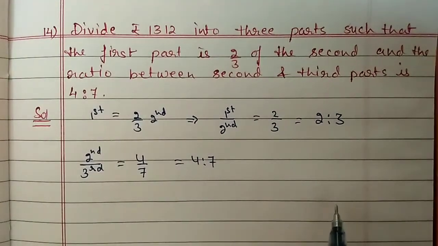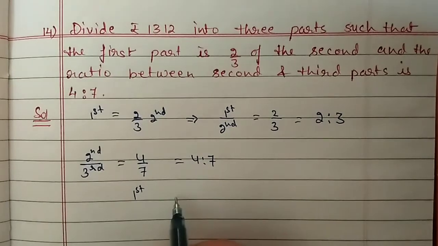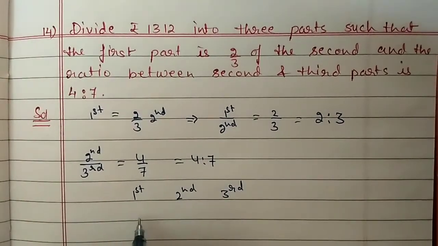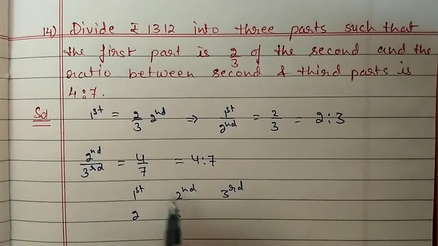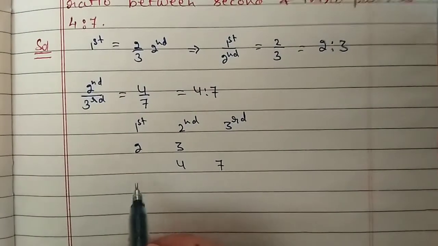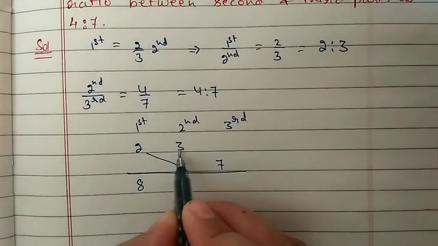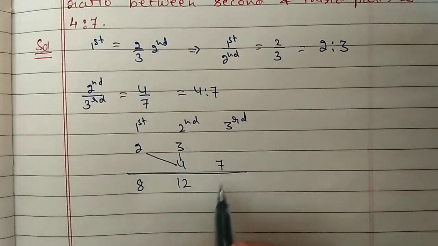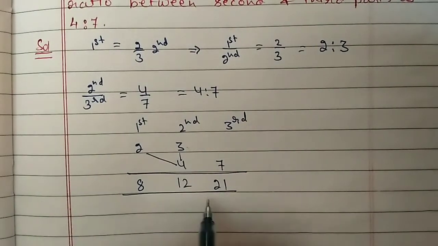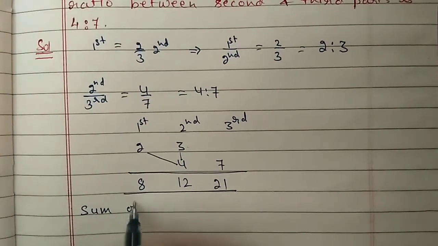Now first we will find out together the ratio for the first, second and third part. First part, second part and third part. The first and second ratio is 2:3. The second and third is 4:7. Now first we have to find out their combined ratio. These two we have to multiply. 8, 12, and 3 times 7, 21. So this is the ratio for the first part, second part and third part. Next step we have to do the sum of the ratio.